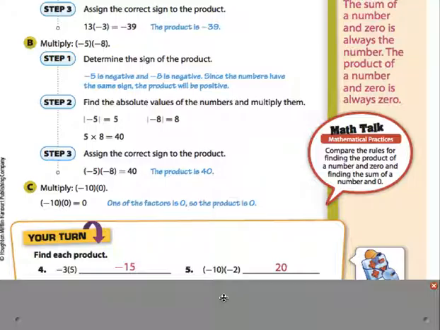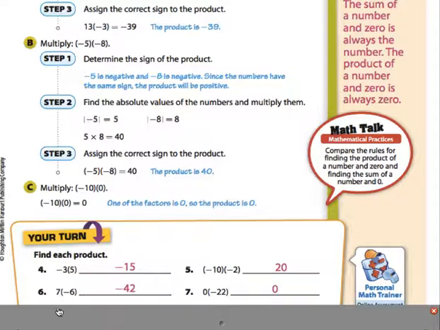For number 4, 3 times negative 5 equals negative 15. So you have a negative number and a positive number. Multiply them together and you should end up with a negative number. Number 5, negative 10 times negative 2. So 10 times 2 equals 20. They're two negative numbers, so you know your answer is going to be positive.